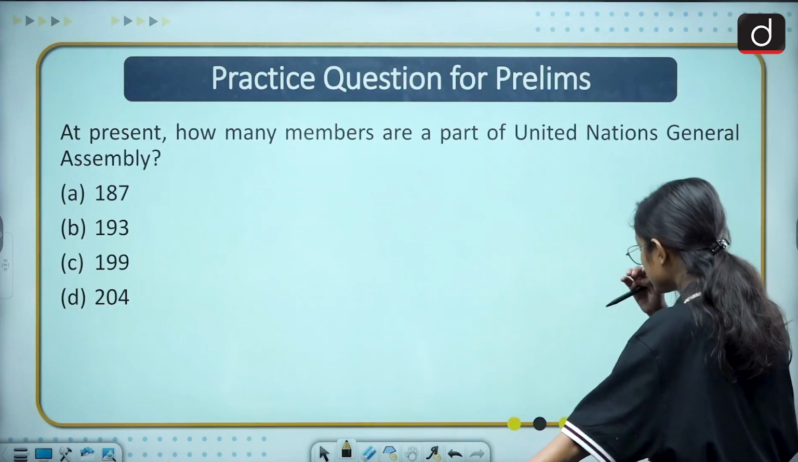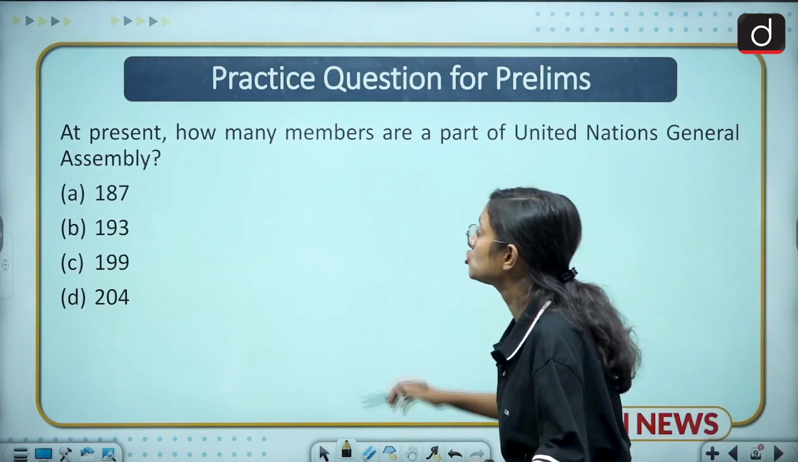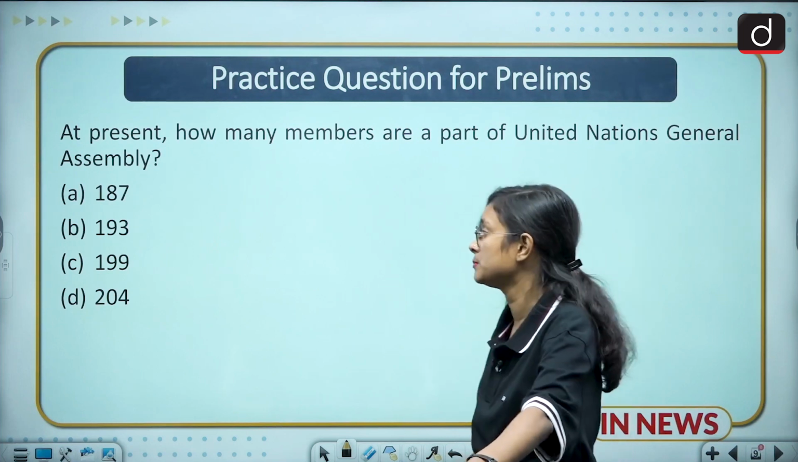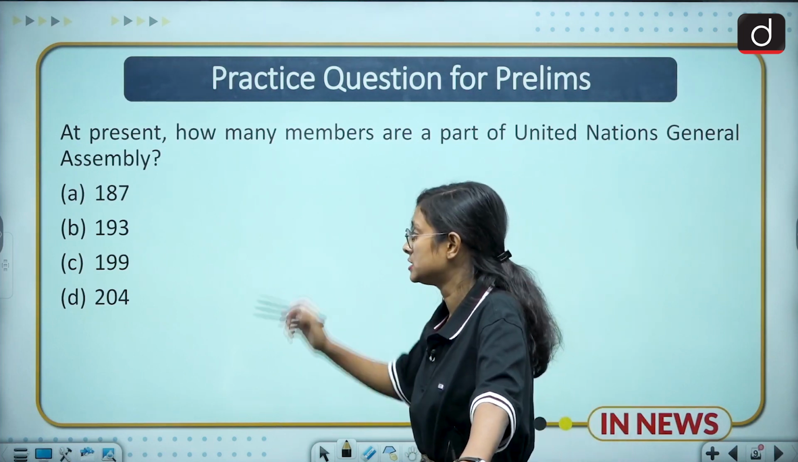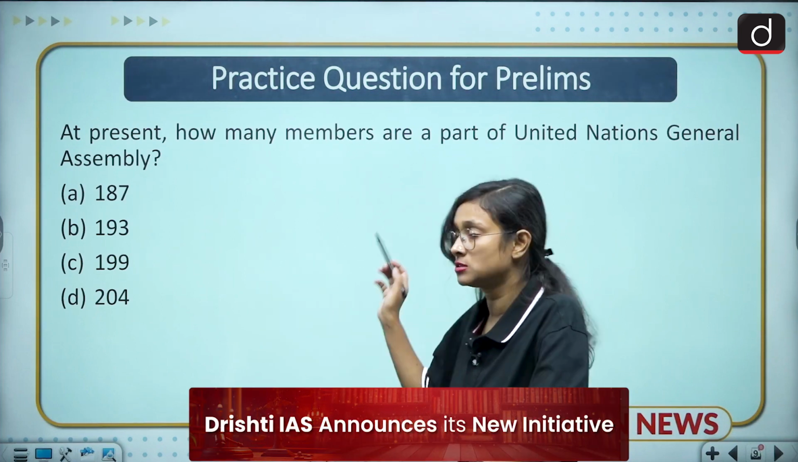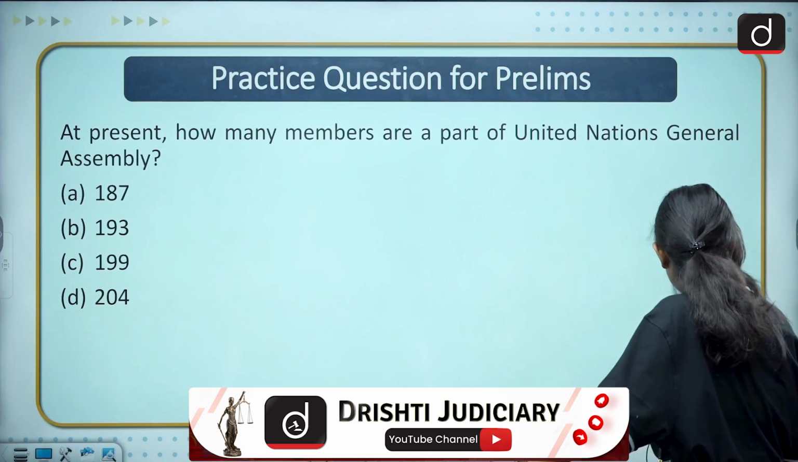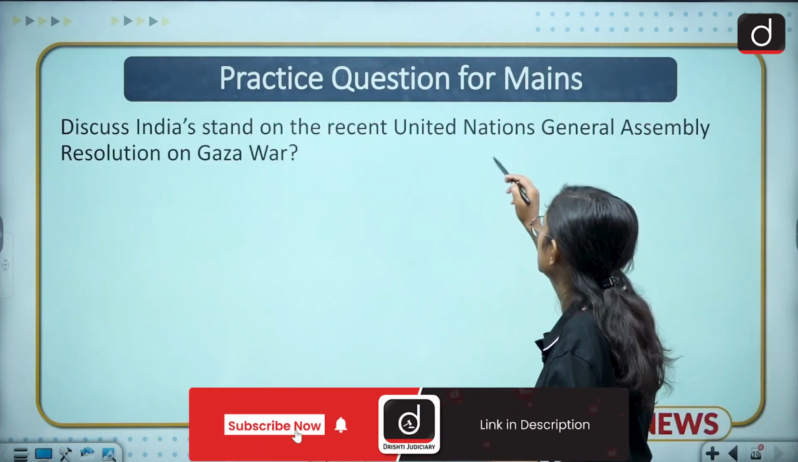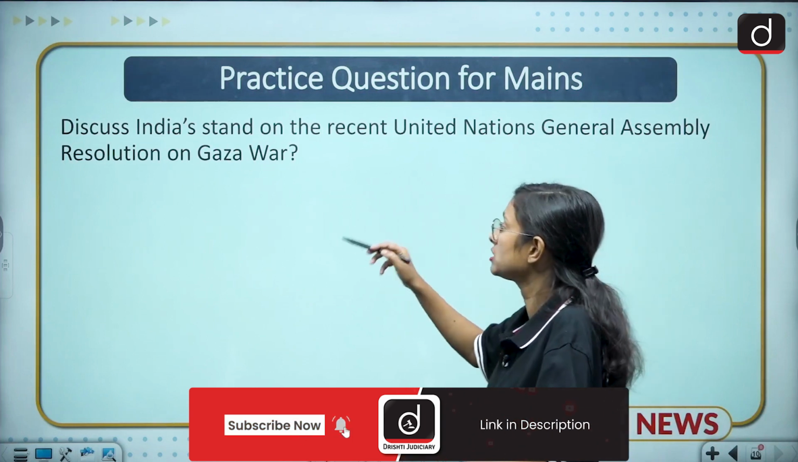The next slide is a practice question for prelims. At present, how many members are part of the United Nations General Assembly? Your options are 187, 193, 199 and 204. You have to answer this in the comment section. Coming to the mains question: discuss India's stand on the recent United Nations General Assembly resolution on the Gaza war.